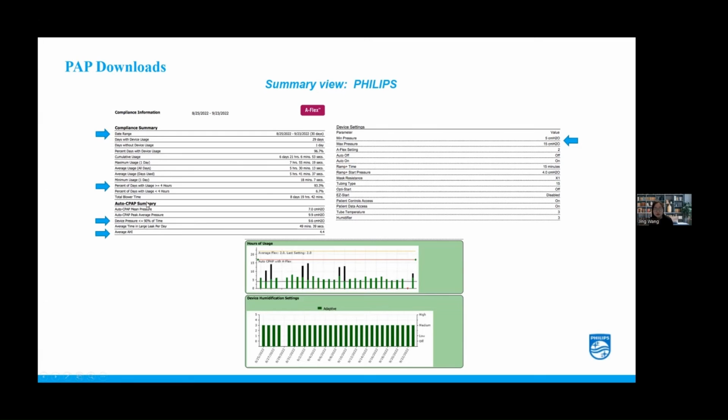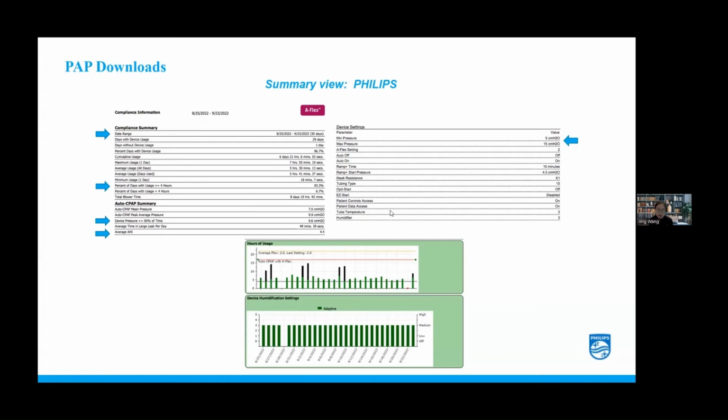Then it will also tell you what the machine is doing, and what the residual average AHI is. This information is very important. It's a big area of focus at our follow-up visits, because we want to see how much pressure the machine is giving the patient, to document, or sometimes to troubleshoot. I'll go into a little more detail on that later.